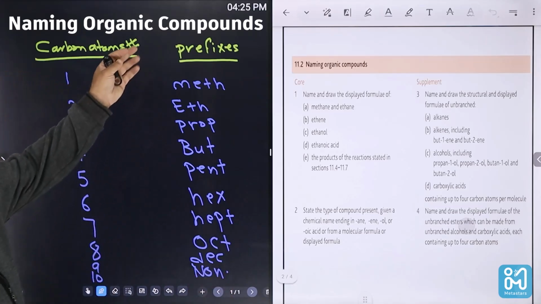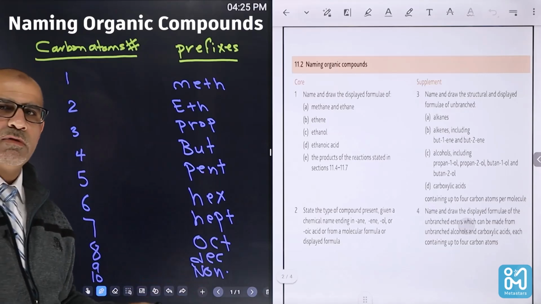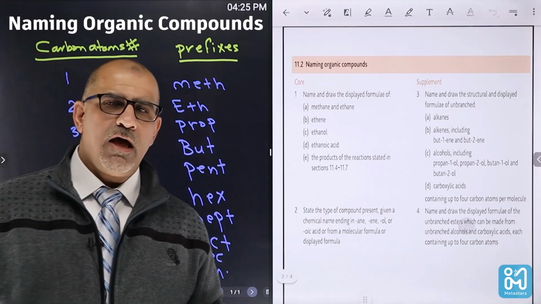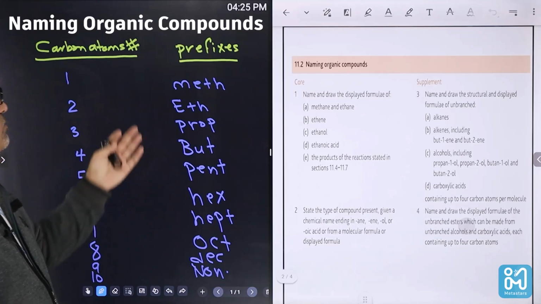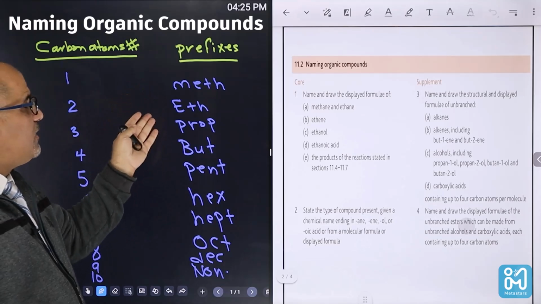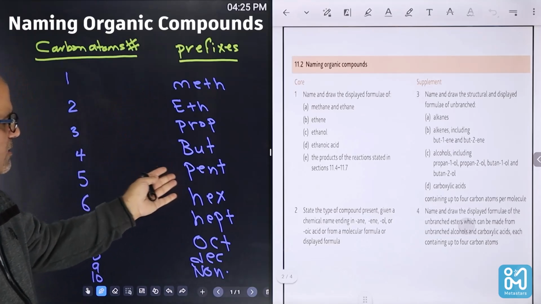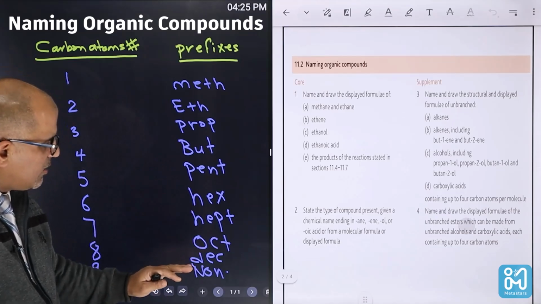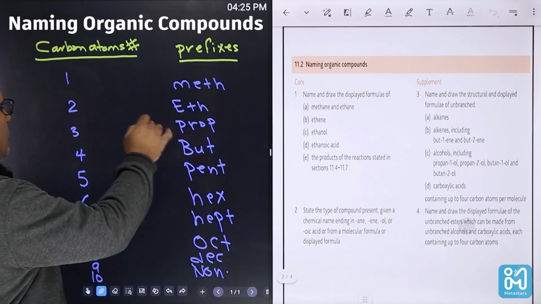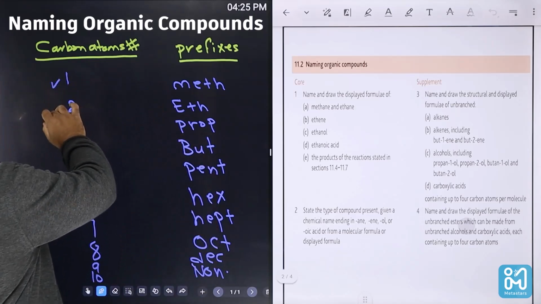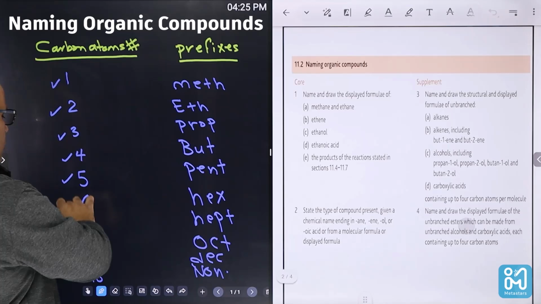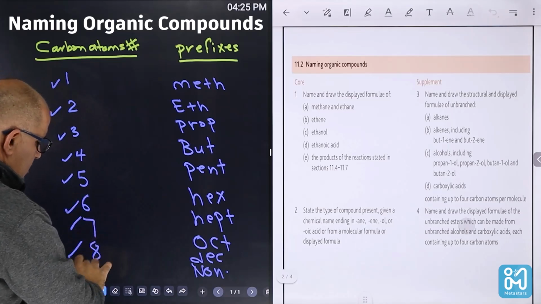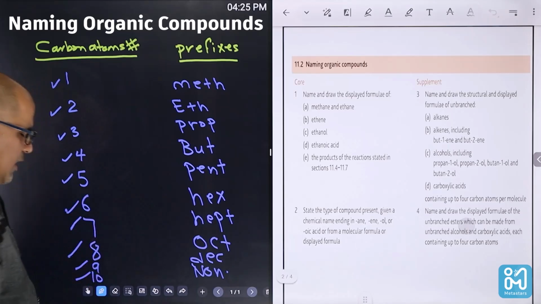So these prefixes come from how they count. Before, they counted like methagon, ethagon, propagon, butagon, pentagon, hexagon, heptagon, octagon, nonagon, decagon, and so on, instead of counting 1, 2, 3, 4, 5, 6, 7, 8, 9, 10.